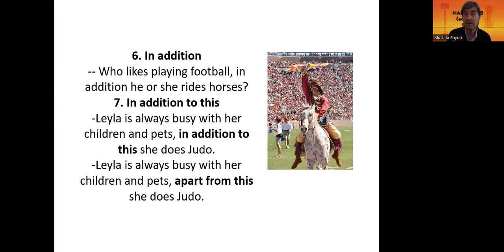In addition to this, Leila is always busy with her children and pets. In addition to this, she does judo. Or besides, she does judo. Just in addition is also possible. In addition, he does judo. Now, Leila is always busy with her children and pets. Apart from this, she does judo, simple present tense. Or apart from this, she can read stories to her children.